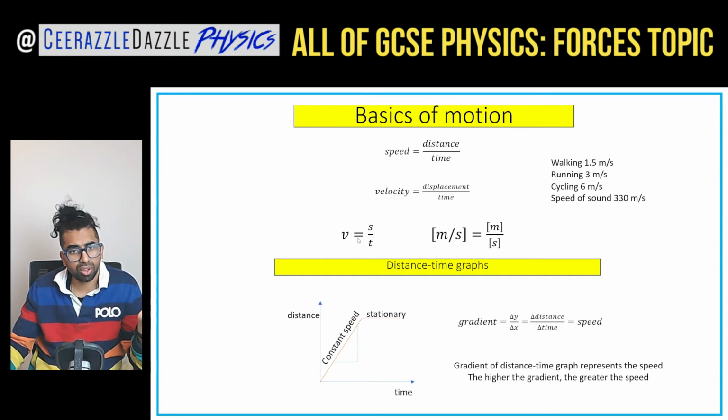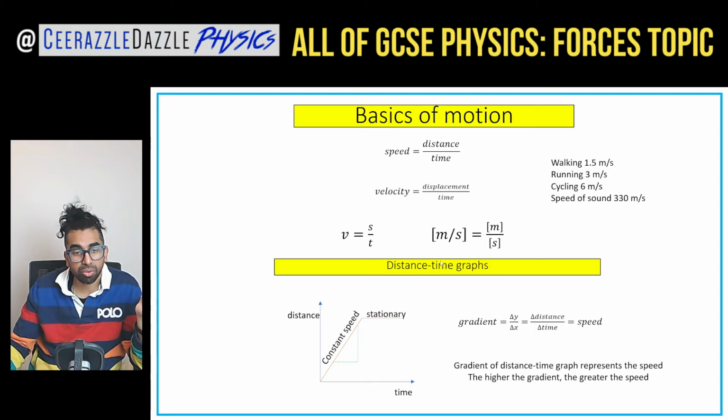And look, velocity is going to be measured in meters per second because you're dividing the meters of a displacement divided by time in seconds. That's why it's meters per second. A couple of things you should be aware of is that the average walking speed is 1.5 meters per second, running 3 meters per second, and cycling 6 meters per second. The speed of sound is also 330 meters per second. Just make sure you're familiar with those values.